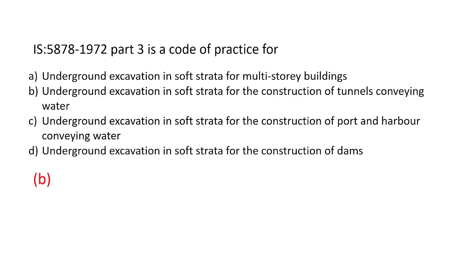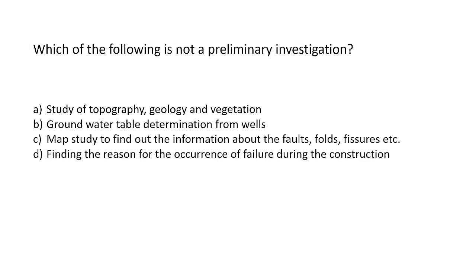For the construction of tunnels, we use the IS 5878 1972 part 3. We have discussed the preliminary investigation. So the question is, which of the following is not a preliminary investigation? The first one is the study of topography, geology and vegetation. Second is the groundwater table determination from wells. Third is the map study to find out information about the faults, folds, fissures, etc. Then the fourth is finding the reason for the occurrence of failure during the construction.